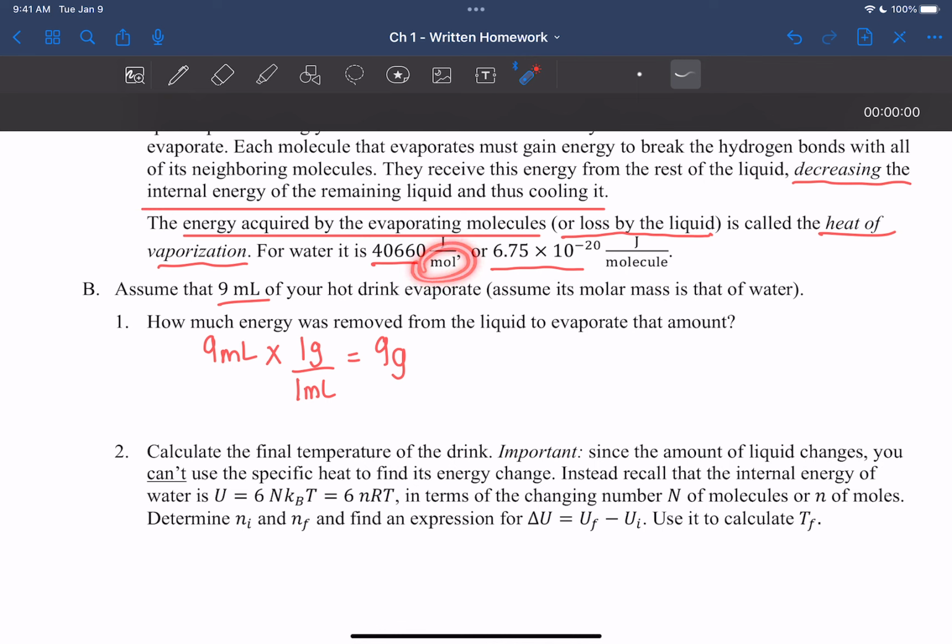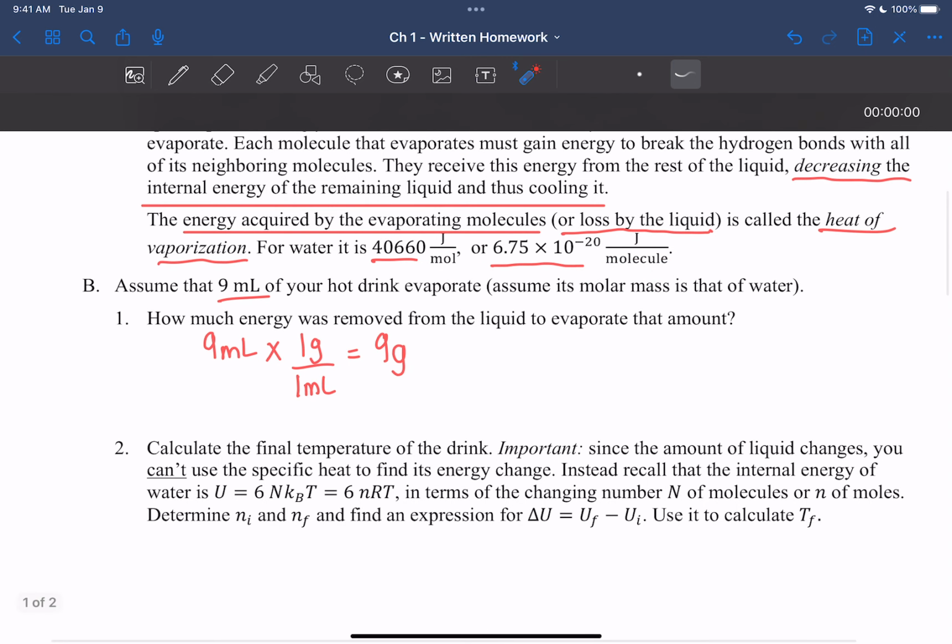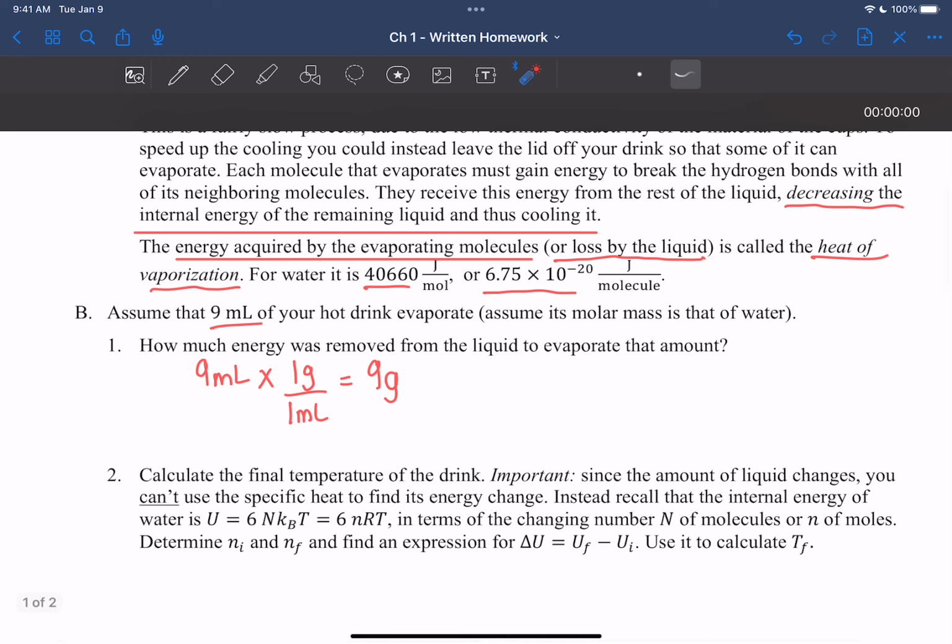If you use moles or molecules, essentially what you're going to do in the end is figure out the Q value, right? So your heat value, the amount of energy removed to evaporate that specific amount. So if we have those 9 grams, we can use this value here. I think that would probably be easier. We don't want to deal with any exponents here at the moment.